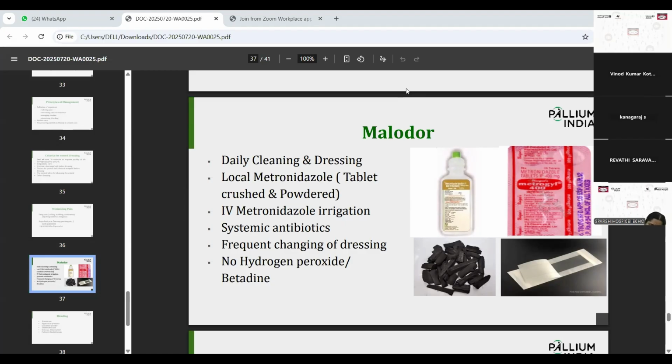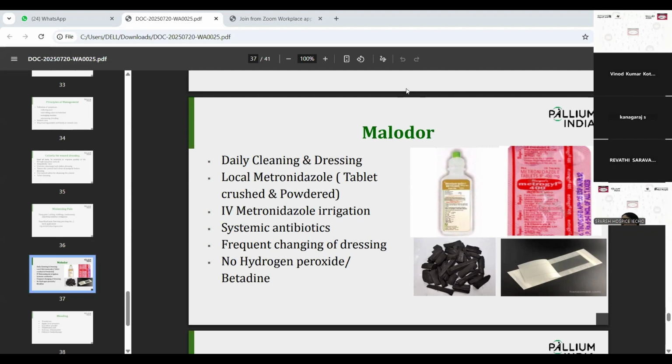Now you crush metronidazole powder. If you want, you can add 1 ml, 2 ml of normal saline. Then the gas will come. You can take that pipe and show it a little bit on the wound, the fungating wound. Okay, it will help the wound to reduce the exudate in an effective way.